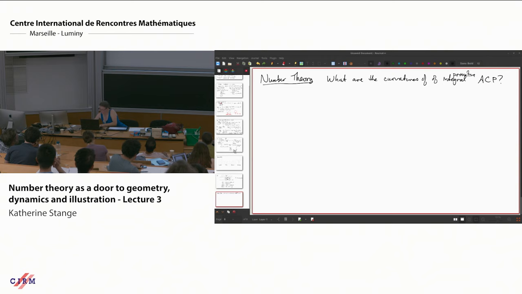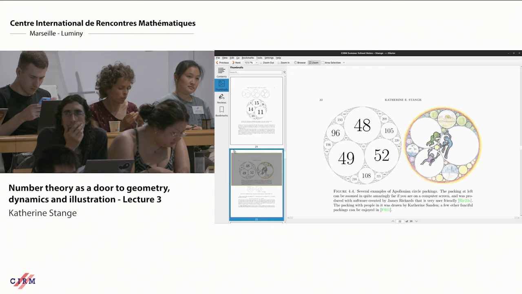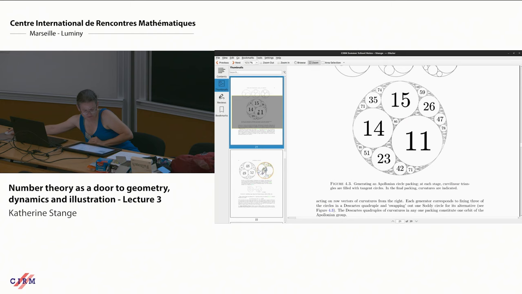Okay, well, this one will do. I just want to pull up an Apollonian circle packing. If you take a look at this example up here, this one's a good one, do you notice anything about the Apollonian circle packing curvatures? Think about mod 3. What do you see mod 3? Yeah, there's only two of the three residue classes represented.